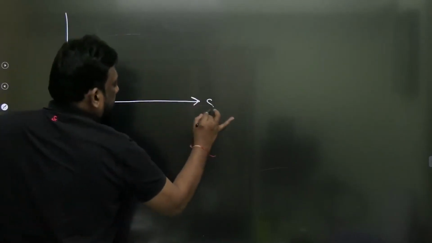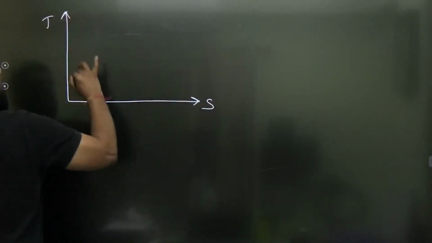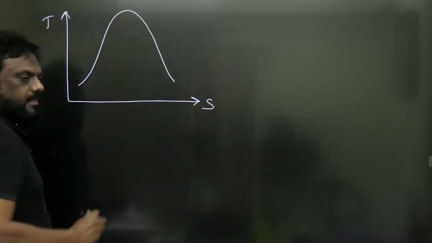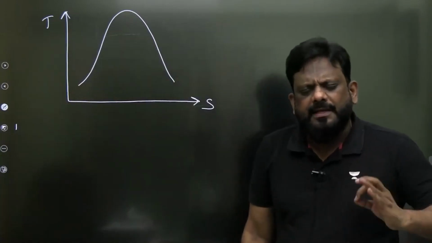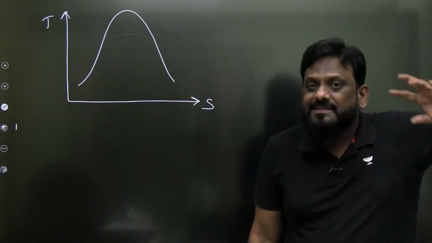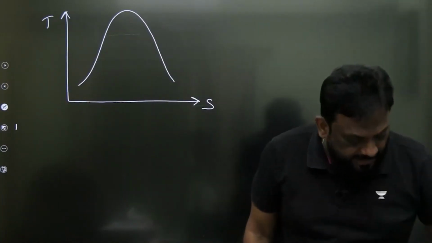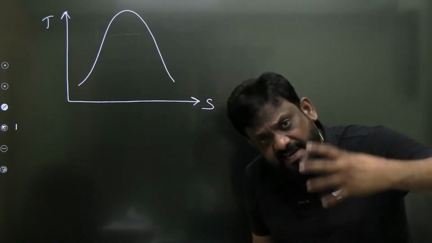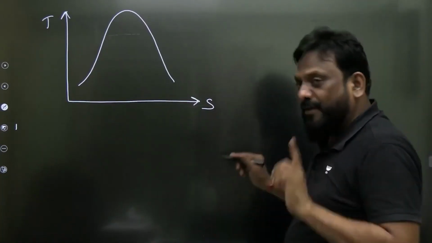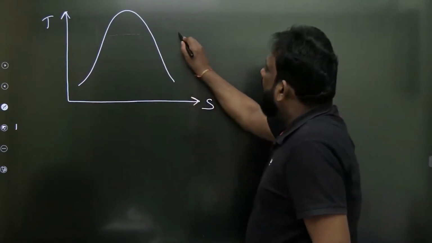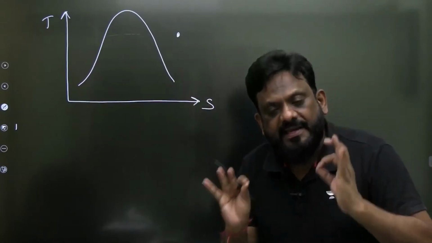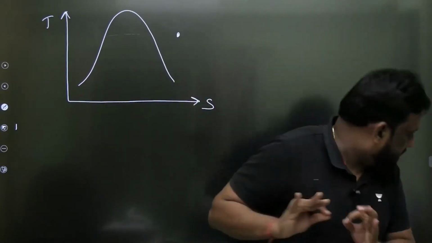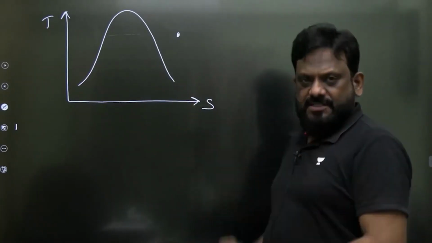Let us take the TS diagram, and this is the TS diagram. Whenever I draw this diagram, it is actually showing the state of water vapor in air. For example, how is water vapor in air existing? Superheated state. I repeat, superheated state. It is existing in superheated state.